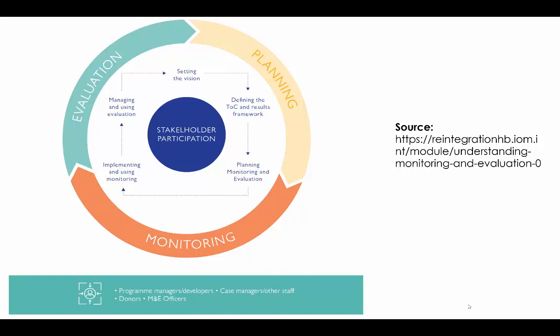Once you set the stage, the next step is to do the monitoring. As you're implementing activities, you're tracking to see whether what you had planned initially is materializing. If you planned to do 30 trainings per quarter, the issue is, are you really achieving those targets? This monitoring is done throughout the project cycle.